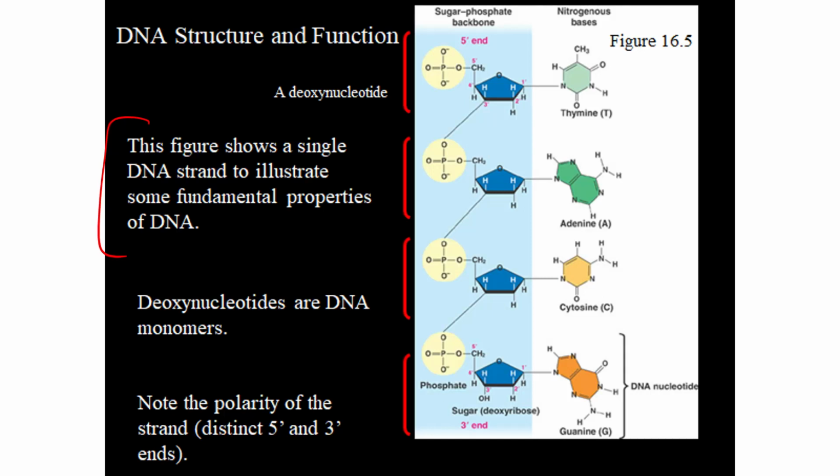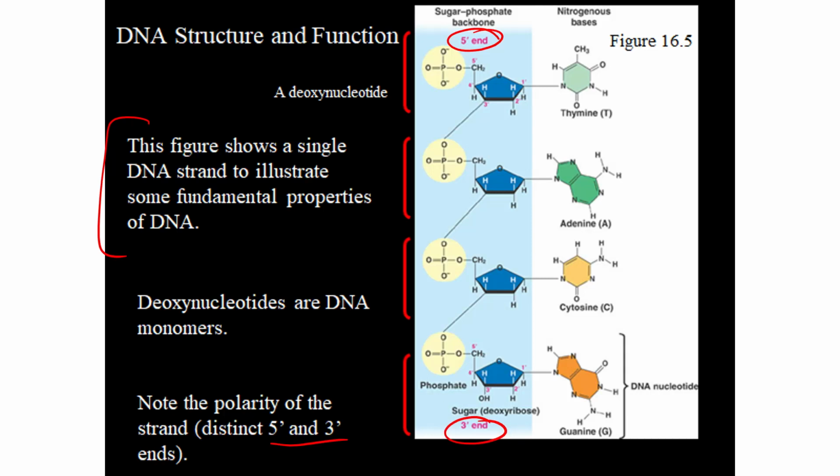This is what DNA looks like. Not really, but as far as drawings go. It's made up of a sugar phosphate backbone and then some nitrogenous bases, right? These are our adenine, thymine, cytosine, guanine, the nucleotides. The A, T, C, and G that you see all over the place. And it always runs 5' to 3'.